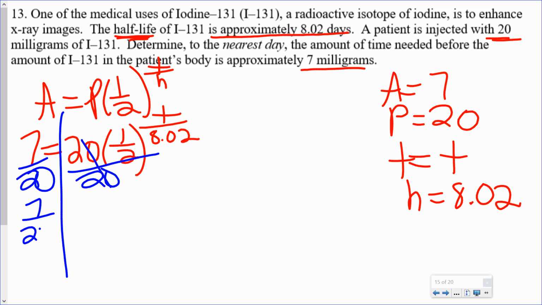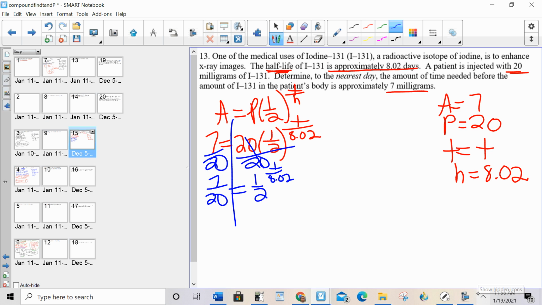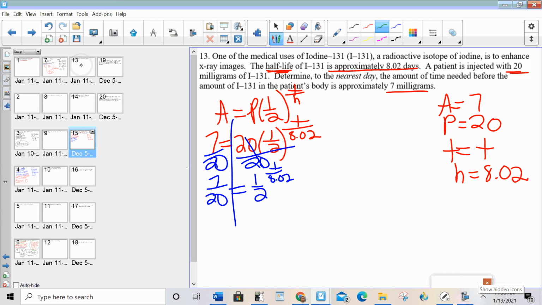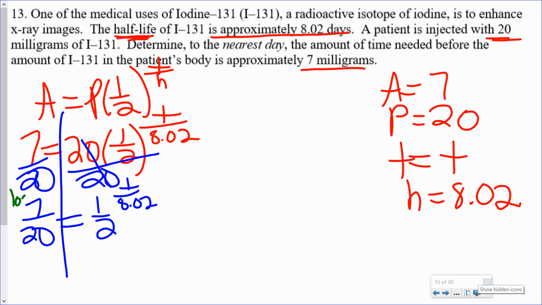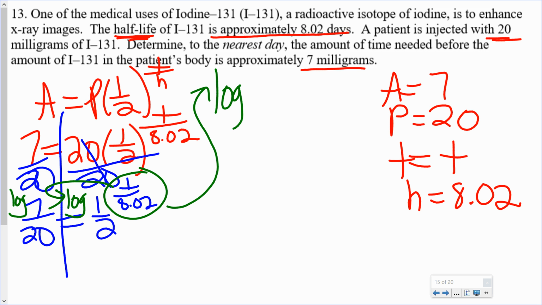That gives me 7 over 20. I can leave it as 7 over 20 equals 1/2 to the T over 8.02. Next step, log of both sides. So I'm going to do log of 7 over 20, and log of 1/2 to that whole thing. The exponent comes in front. I get log of 7 over 20 equals T over 8.02 log of 1/2.